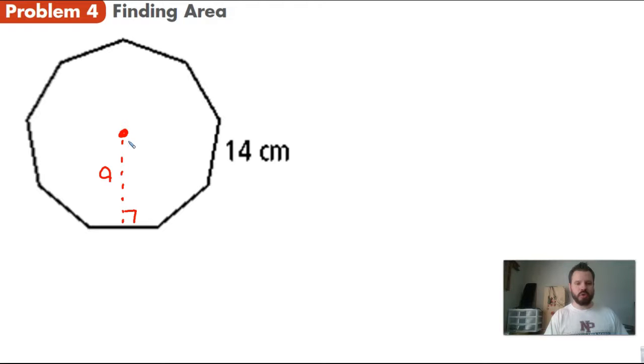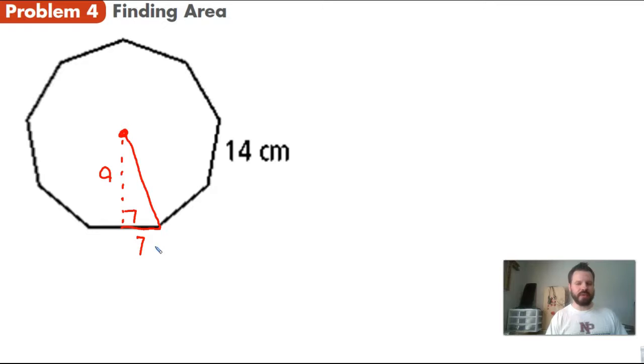Okay, to figure that out, what I need to do is make a right triangle where I have a side length of the apothem we don't know. And this chunk is just going to be half of the side length we're given, half of 14, which would be a 7.